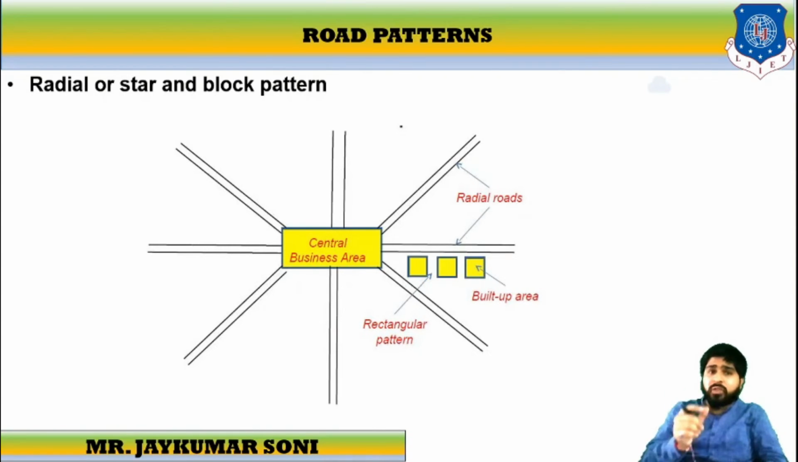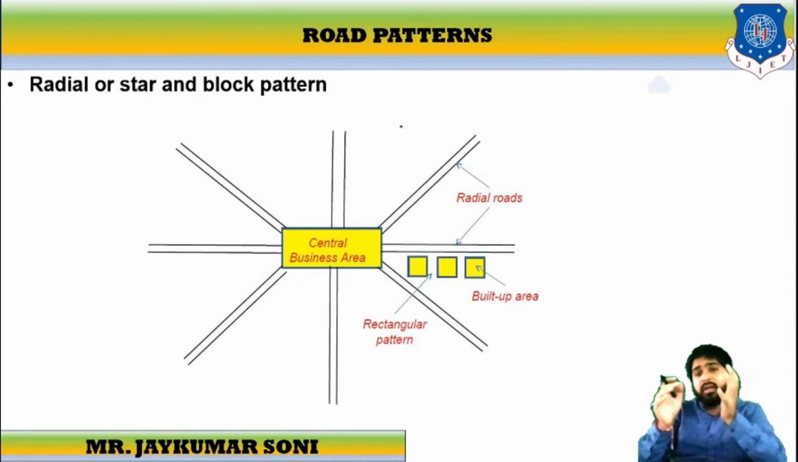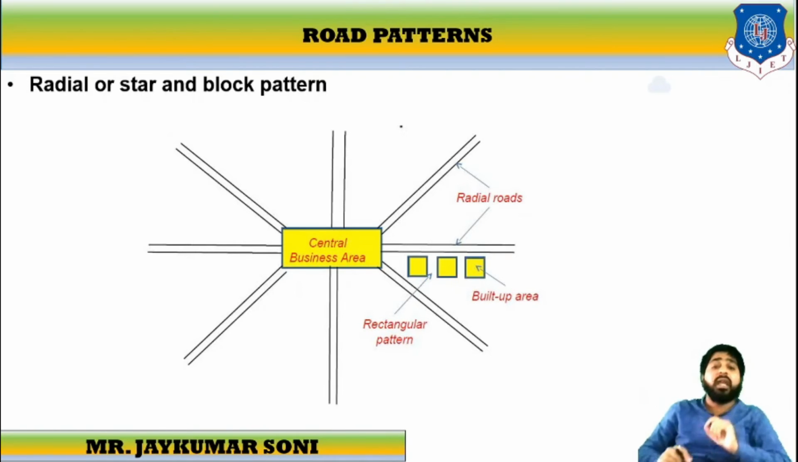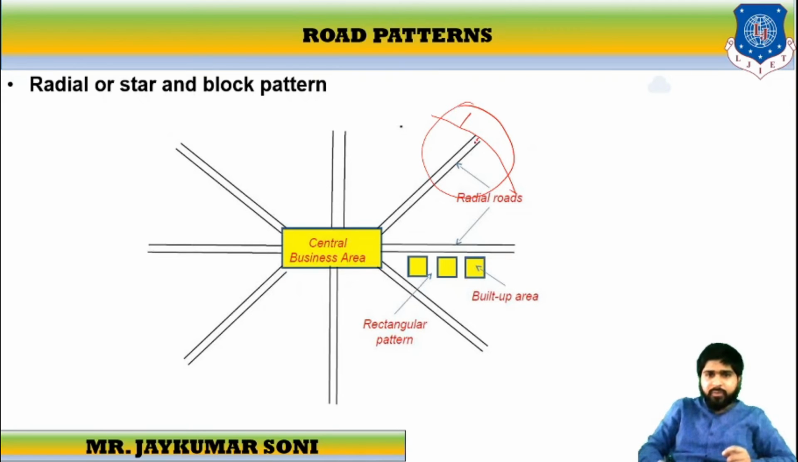And if ring roads are used in combination with radial roads, they take very little time to reach the destination. So these are the ring roads. This is the ring road, this is the radial road. If a combination of these is used, then one can reach from this point to this point in a faster and easier way.